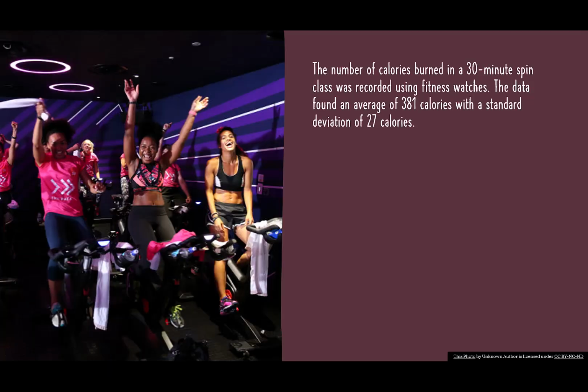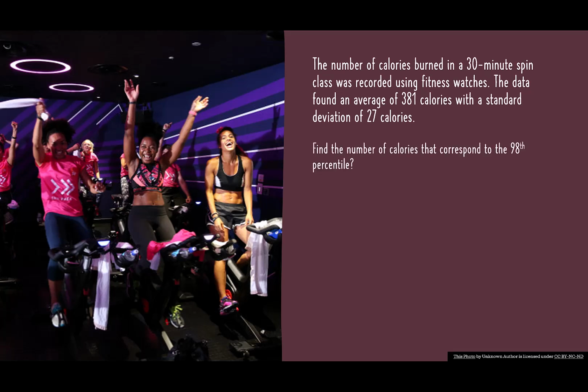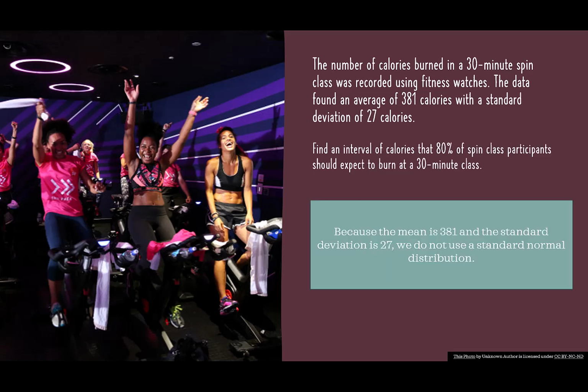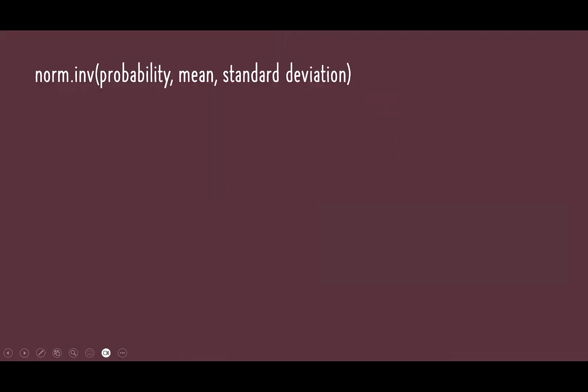The number of calories burned in a 30-minute spin class was recorded using a fitness watch. The data found an average of 381 calories with a standard deviation of 27 calories. Let's find the number of calories that correspond to the 98th percentile. In this situation, the mean is not 0 and the standard deviation is not 1. Because we have a mean of 381 and a standard deviation of 27, we don't get to use the standard normal distribution. The command we're going to use in this situation is norm.inv.